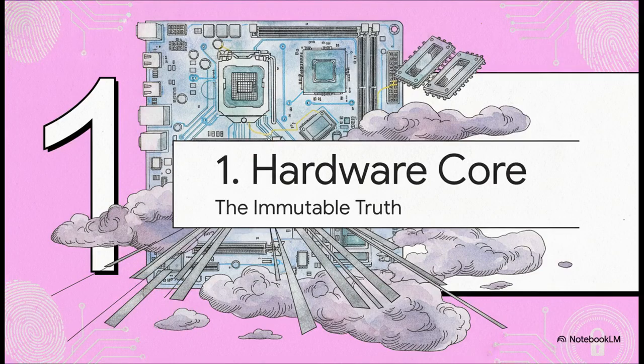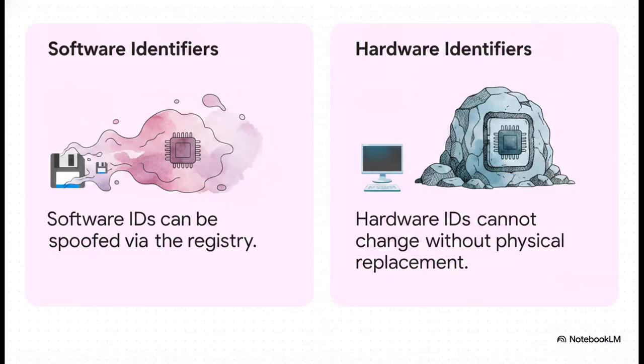Section 1. The immutable hardware core. So to really understand hardware fingerprinting, we first need to separate the temporary from the permanent. On one side of the ring, we have software identifiers. These are things like registry keys, machine GUIDs, and cloud-assigned IDs. And sure, they track you, but they can be changed, rotated, or spoofed if you know your way around the registry. But on the other side, hardware identifiers.